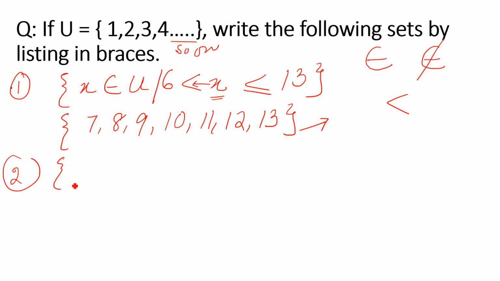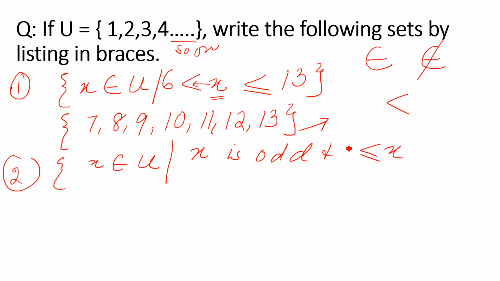Second, suppose we have x belongs to U, this universal set, and then x is odd, and x is greater than or equal to 9 but lesser than or equal to 13. First you have to make the question clear, what they are asking. It says x belongs to U.